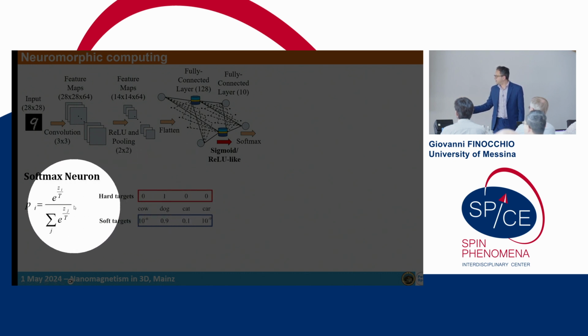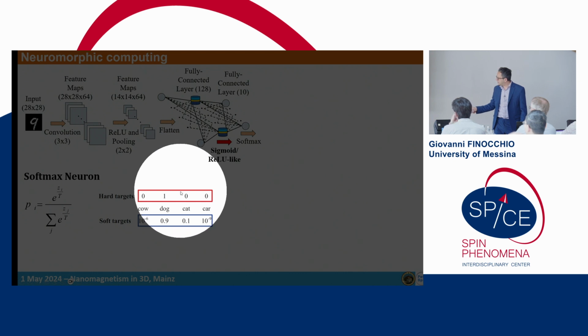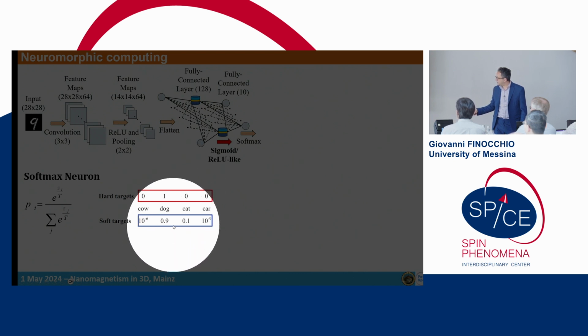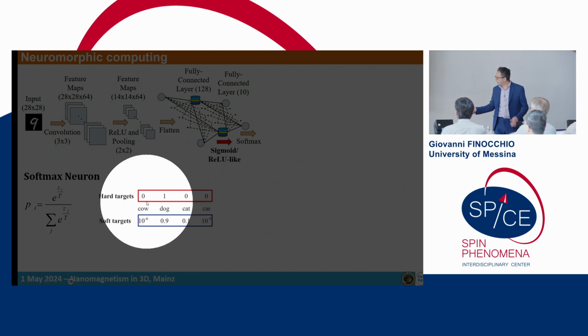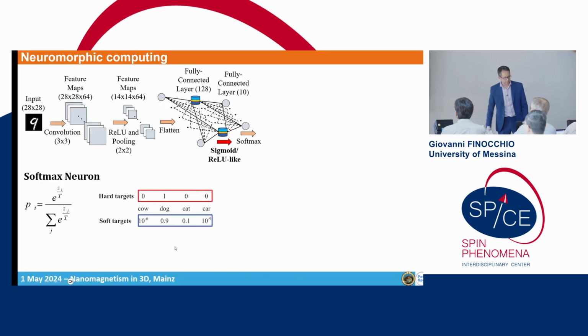Now, if you change the temperature, for example, you go to a larger value of T, let's say 10, these hard targets are converted to soft targets. So even with the same inputs, at the end you have something which gives you the probability. So for example, we have 90% probability that this is a dog, but you have also a finite probability, small but still finite, that this can also be not a dog. So I like this a lot because we can do a very nice operation. I will tell you in a while.